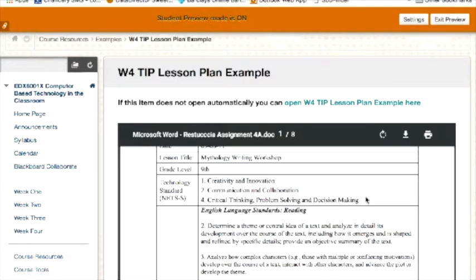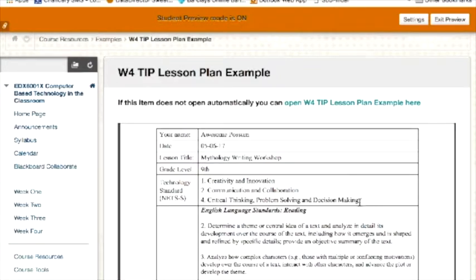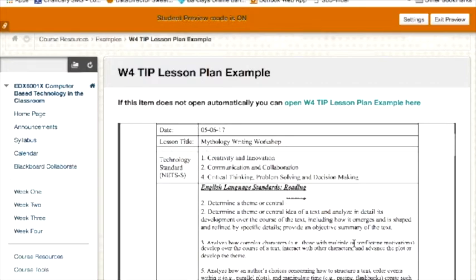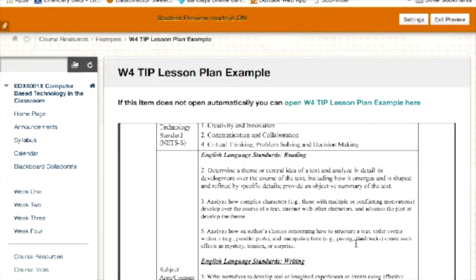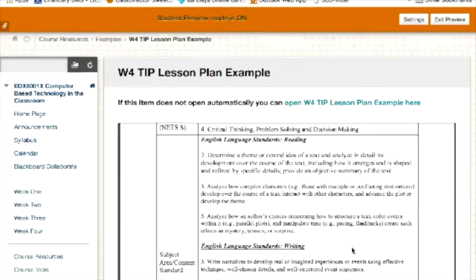We've spent a lot of time this month going over them, so I'm sure you're pretty familiar with them. But specifically, don't forget to address your technology standards for the students, what technology standards your students are going to address.